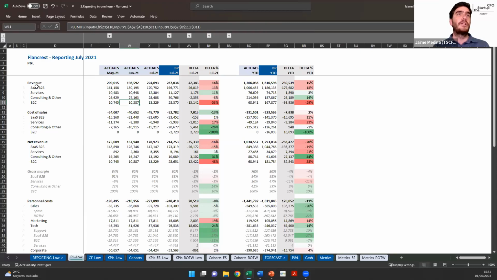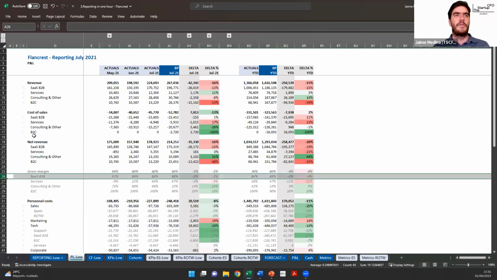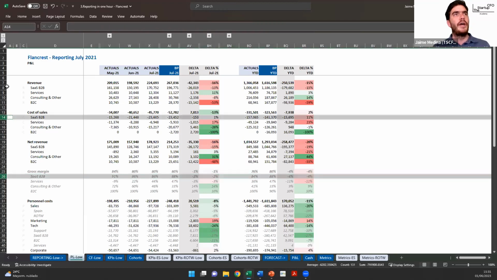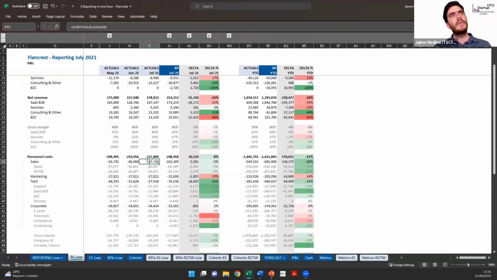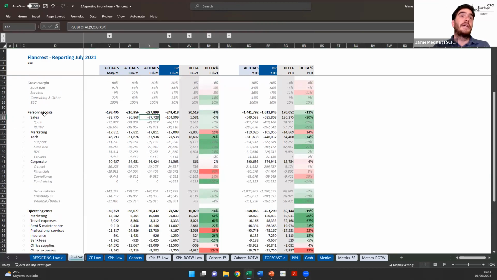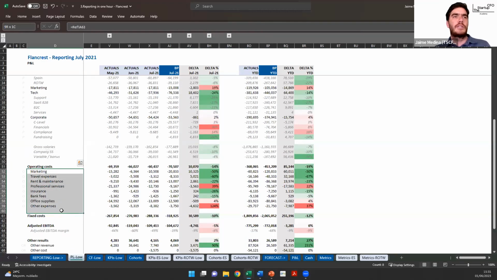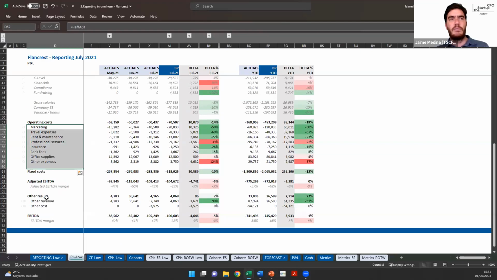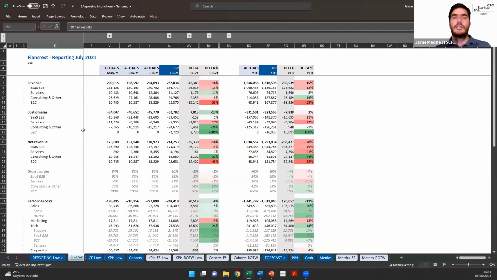But you see here, it's way easier, in my opinion, to see how the different business lines are behaving. For SaaS B2B we have this MRR, this cost of sales, and this gross margin. And personnel cost is divided by cost center and sub-cost center, and has some additional information here that we will cover. Operating cost in terms that we can understand, and we'll see later the other results.